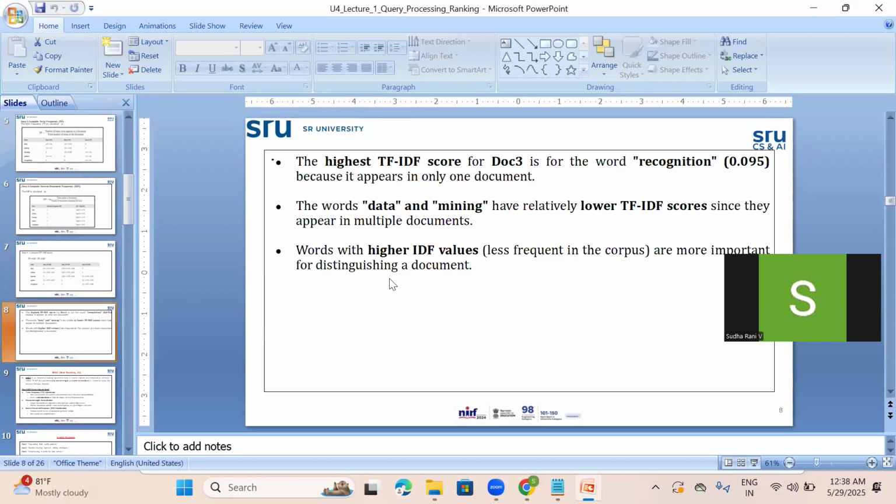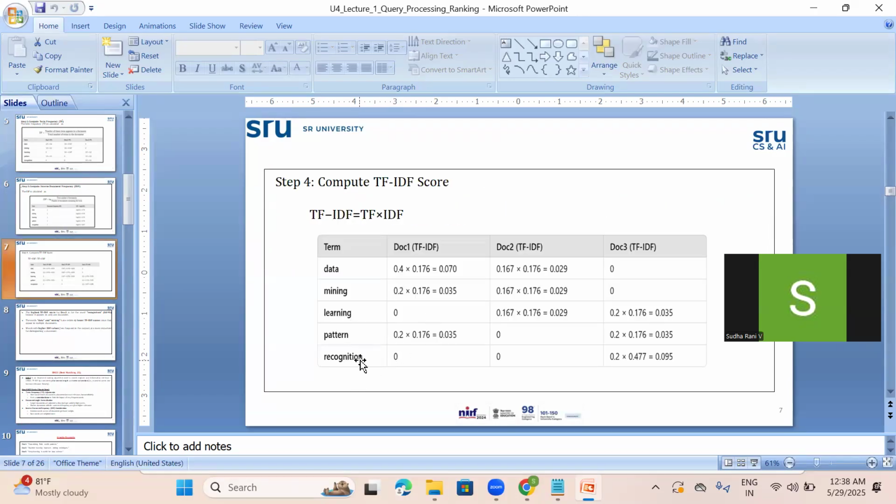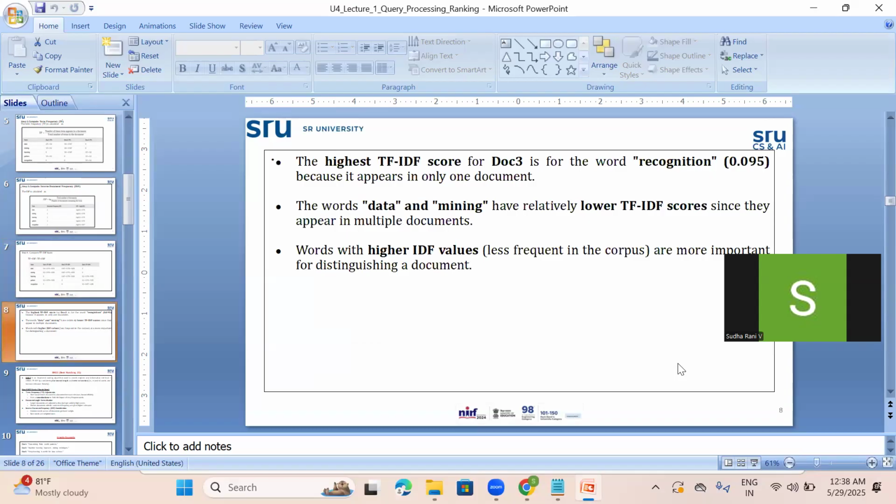The highest TF-IDF score for document 3 is for the term recognition. That is 0.095. The term frequency we got for recognition is 0.095. The words data and mining have relatively lower TF-IDF scores since they appear in multiple documents. So words with higher IDF values, with less frequency in the corpus, are more important for distinguishing a document.